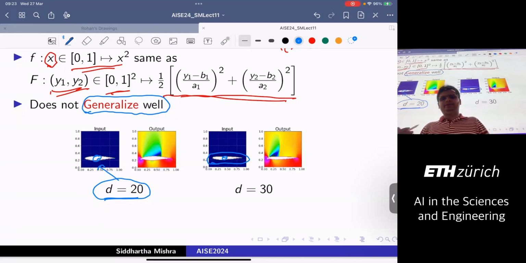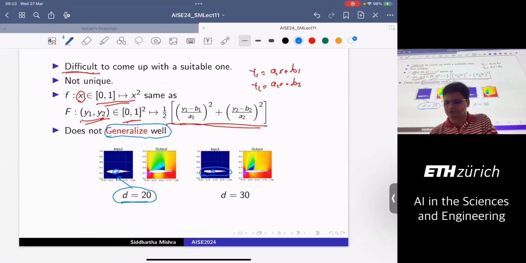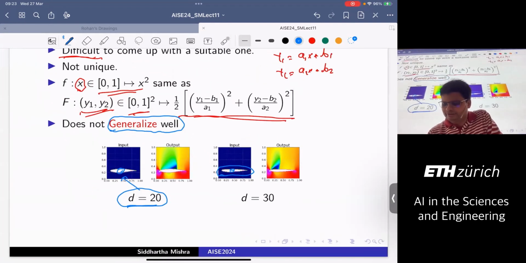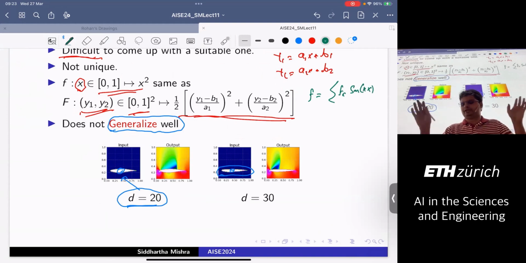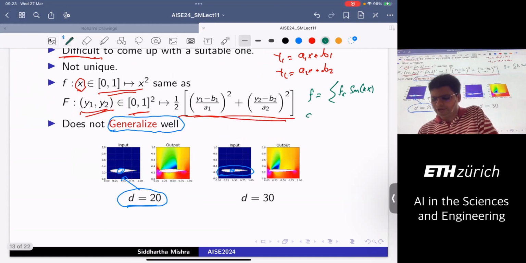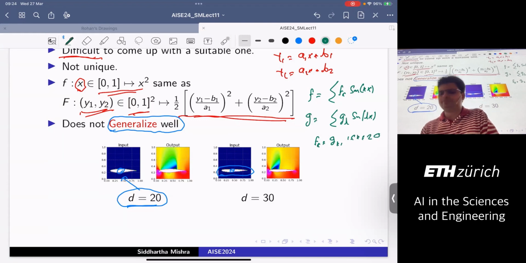Another way to think of it, a very intuitive way, is to imagine that I have a function f. I can rewrite this function as some Fourier series, sine kx. Expand the function, right? And I take another function g, and I expand it, g_l sine lx. And let us say that f_k is equal to g_k for 1 ≤ k ≤ 20. They have the same coefficients, okay?